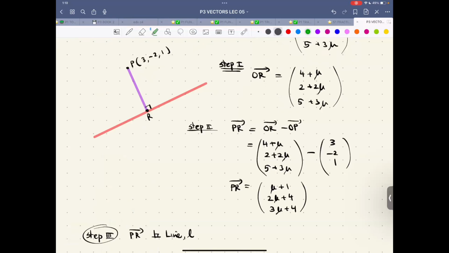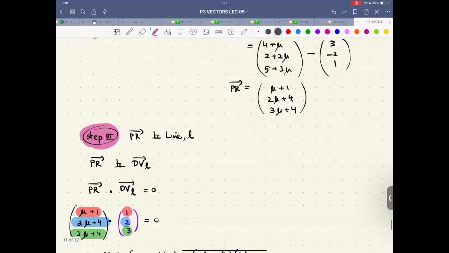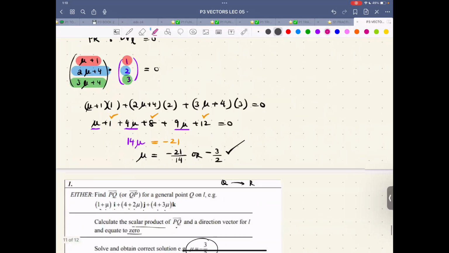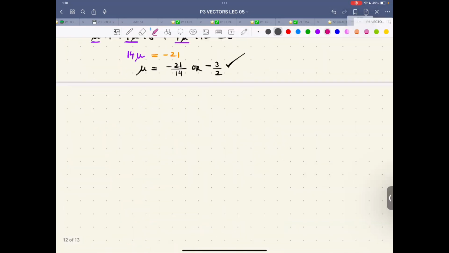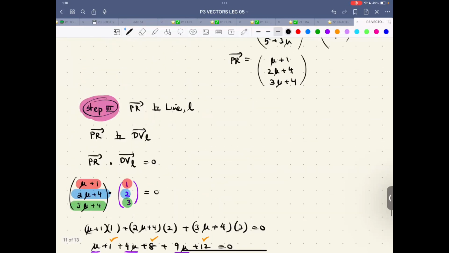So let me recap. The first step, that is simply writing it down, or just expand the equation. The second step, subtraction. The third step, that is the perpendicularity. Now comes the fourth step. That is step number 4. We have mu equals negative 3 over 2. Plug in QR. So PR.